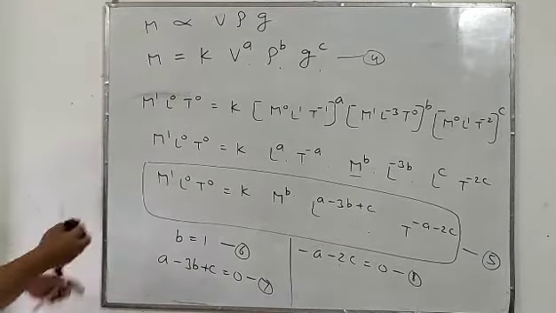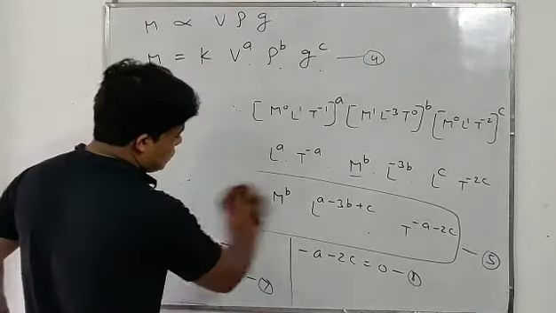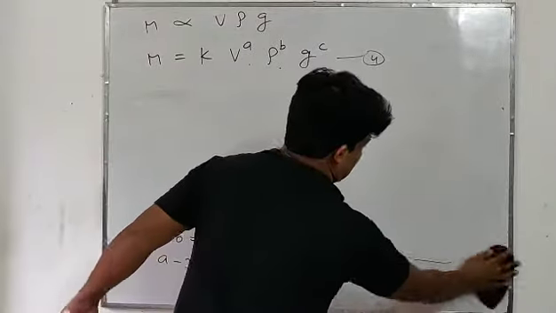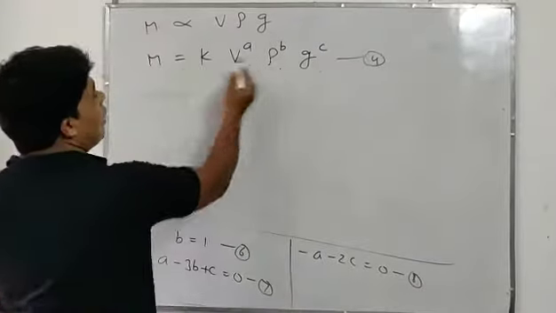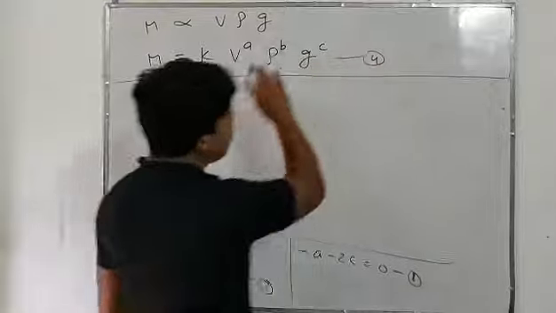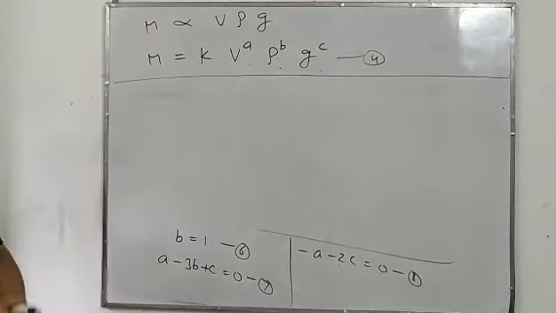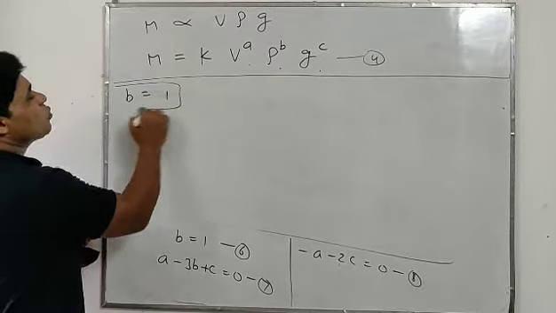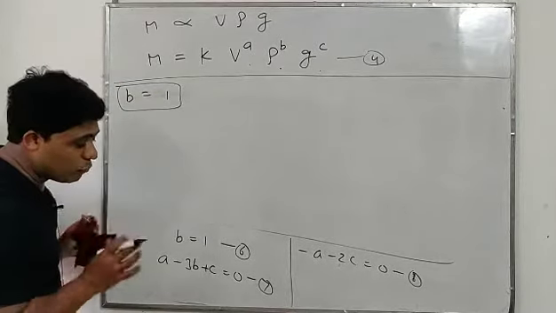You can take a screenshot. I am going to remove this entire step, and we require the further equations. So let them be. Now using these 3 equations, first of all we got b. No need to find b. b is 1. We got the value of b.